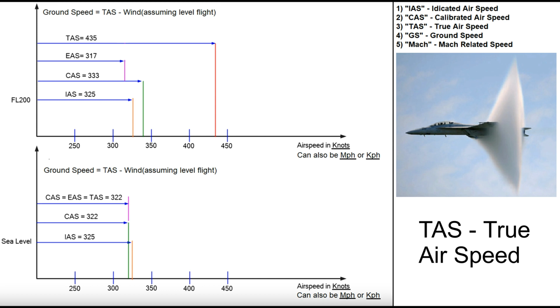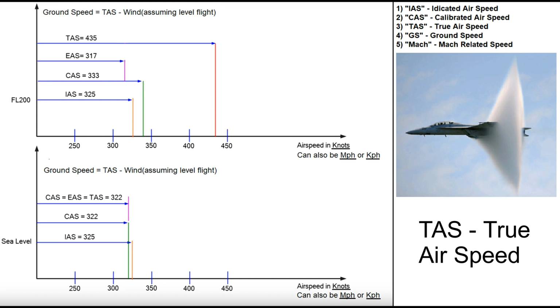Now, when we move up, FL 200 means flight level 20, so that is 20,000 feet. It changes. The indicated airspeed is still 325 knots, but the actual true speed that the plane is flying through the air, assuming no wind, at Angels 20 is 435 knots. So it's critical to get your head around that.